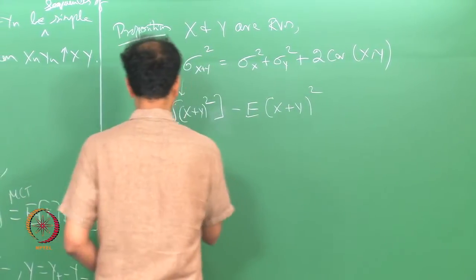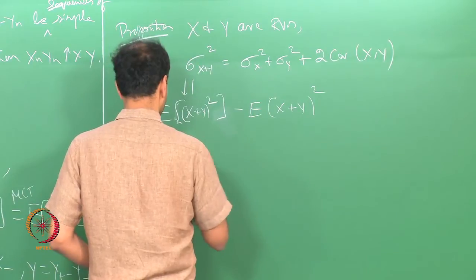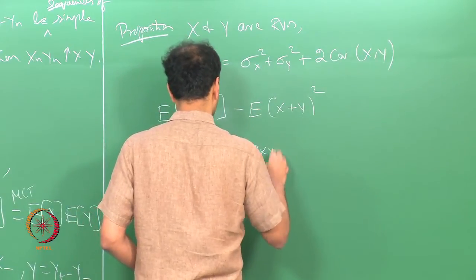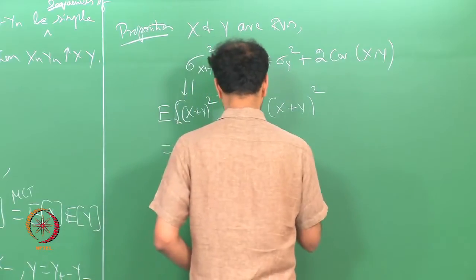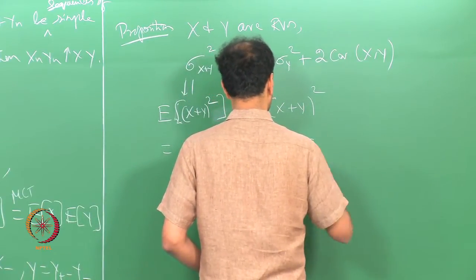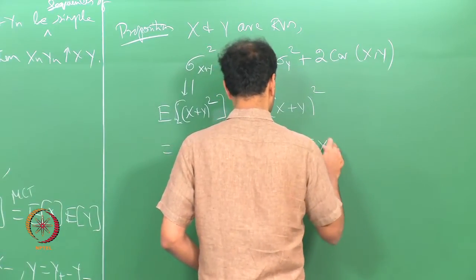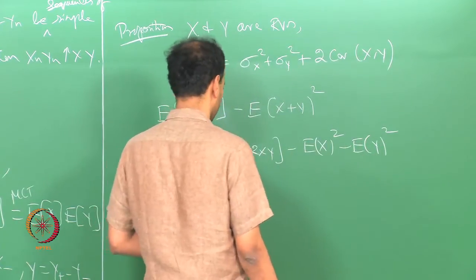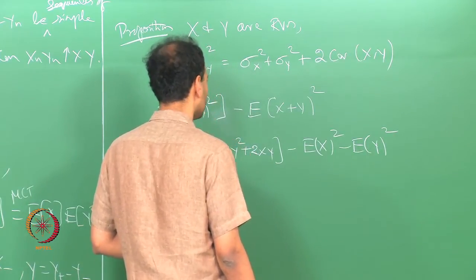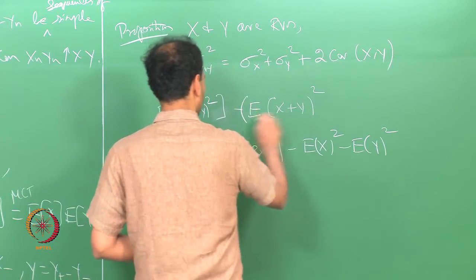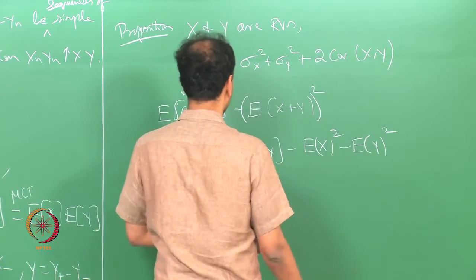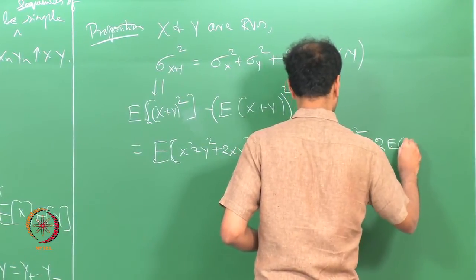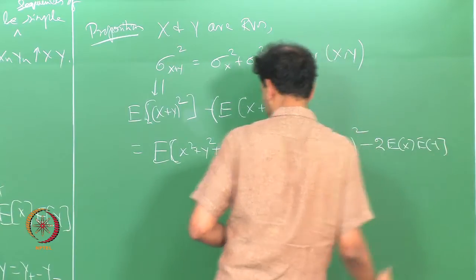Great. Now this is equal to this. So this is equal to that. You can just expand this out, right? So expectation of x squared plus y squared plus 2xy, minus expectation of x squared minus expectation of y squared. Well, what I mean here is expectation of x plus y, the whole squared. So this is just expectation of x plus expectation of y. Then I will get minus 2 expectation of x expectation of y, right.